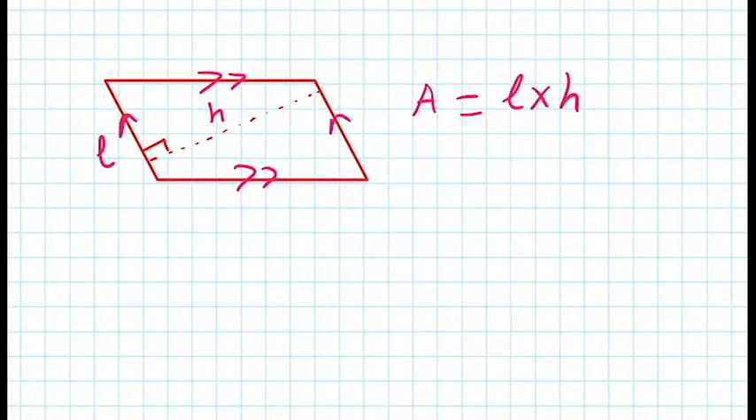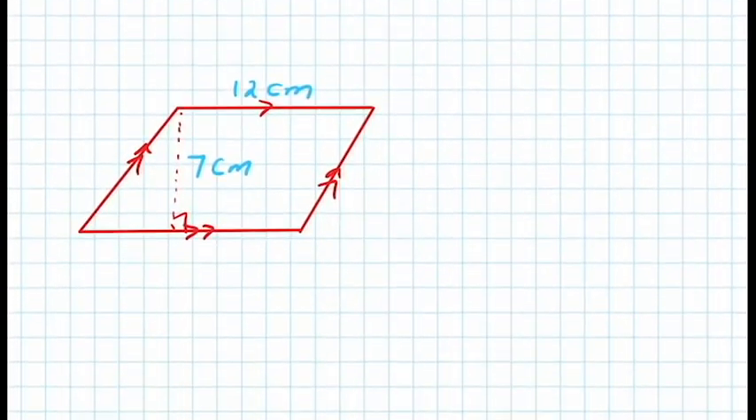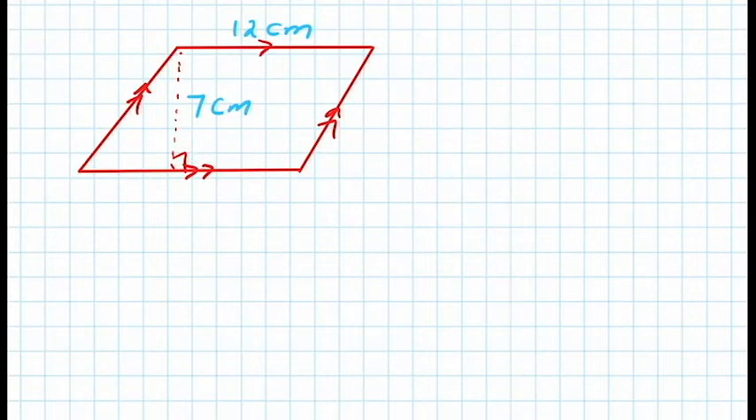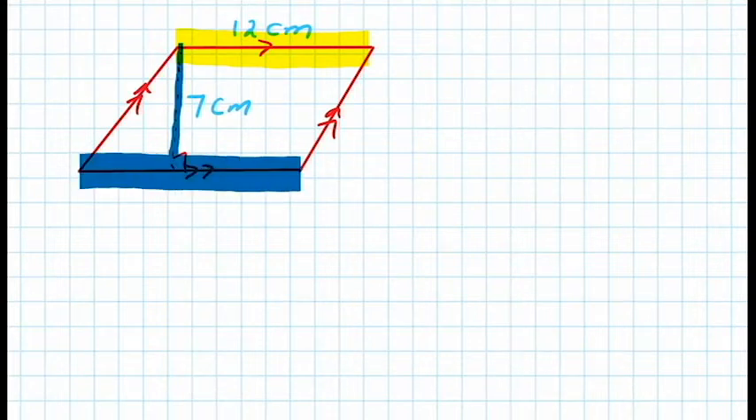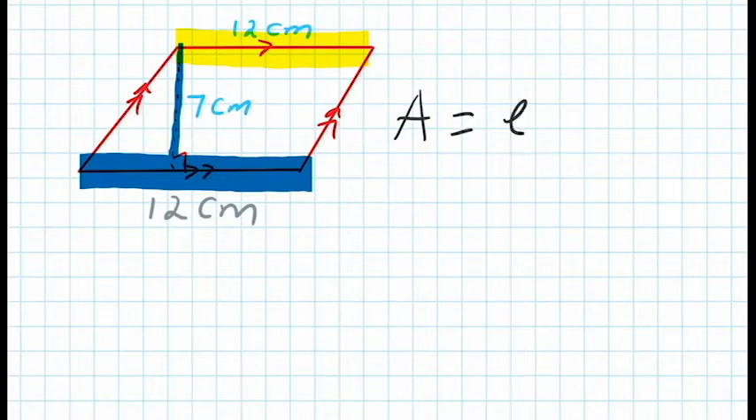We're going to do a few questions, so let's go. First of all, we identify the lengths that are perpendicular to each other. See, this is the length, and this height here, they're perpendicular to each other. These two lines are perpendicular as well. So the top is 12, so the bottom here is also 12 centimeters.